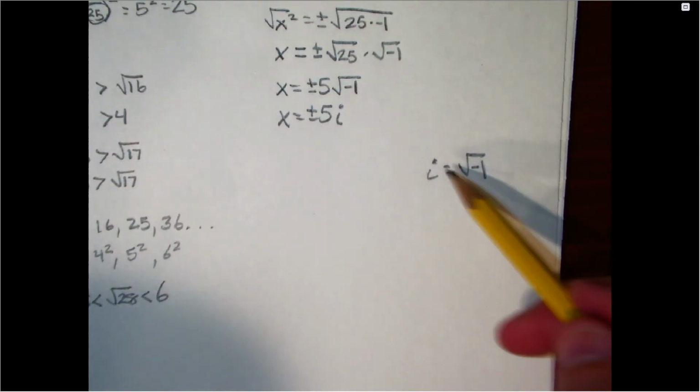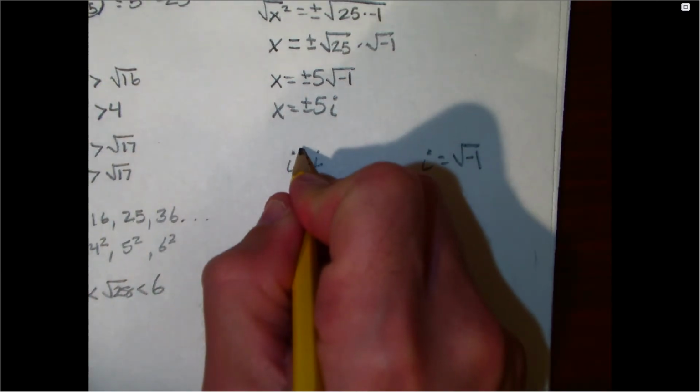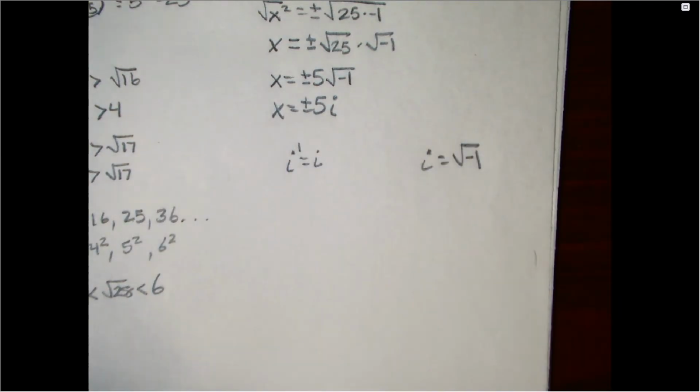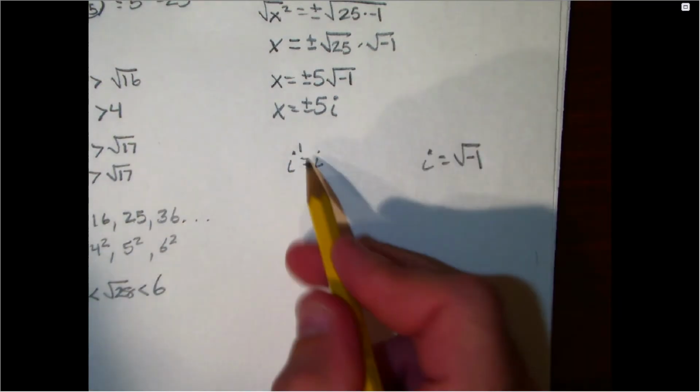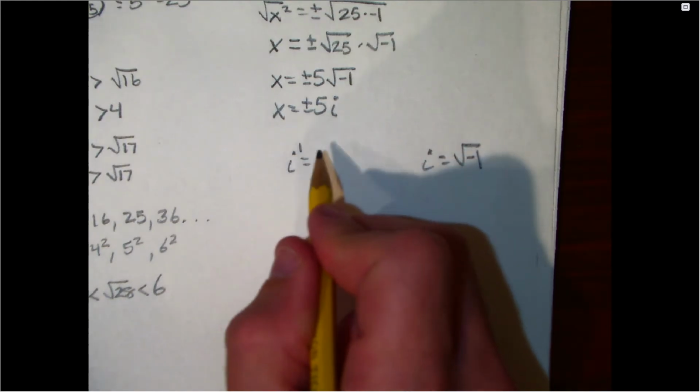Okay, so what can we do with that type of number, the square root of negative 1? What are some properties that it has? Well, i is always equal to itself. i is equal to i. Okay, that's clear. i is i. That seems like a silly statement. But i is i to the first power. We don't usually write the 1. It's just implied. But let's write it here for example. i to the first power is i.